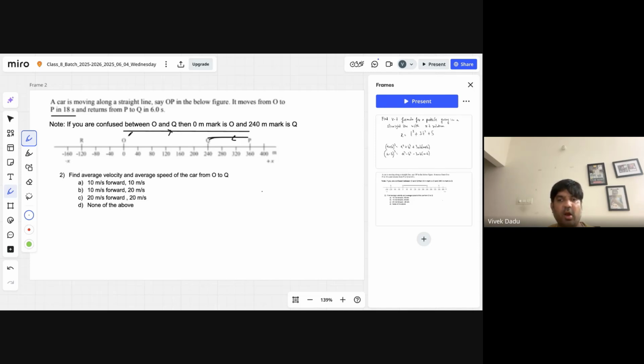So how much is the displacement? Now, when you measure displacement, does it matter what route the car has taken or only start and end? So start and end, start is at 0, end is at 240. So 240 meter forward. Time taken total, 18 plus 6, 24 seconds.